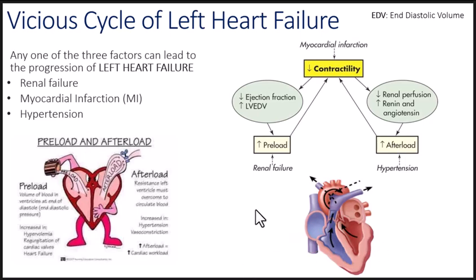If they have renal failure and their kidneys cannot get rid of enough fluid, then it's going to remain within our blood vessels. And the more fluid within our blood vessels means the more fluid is going to return to the heart, increasing preload. So when we decrease contractility, increase preload, and increase afterload in somebody who is already experiencing left heart failure, we are further worsening the situation.